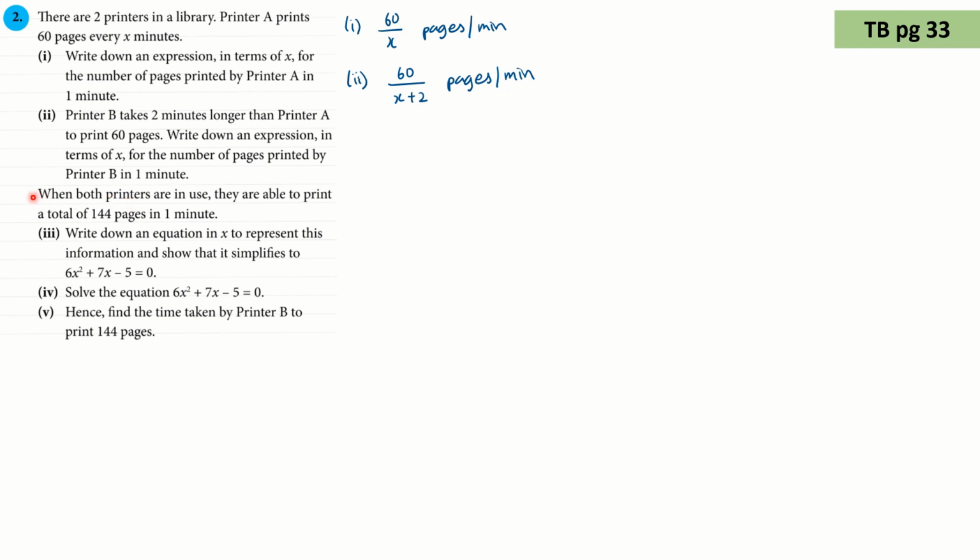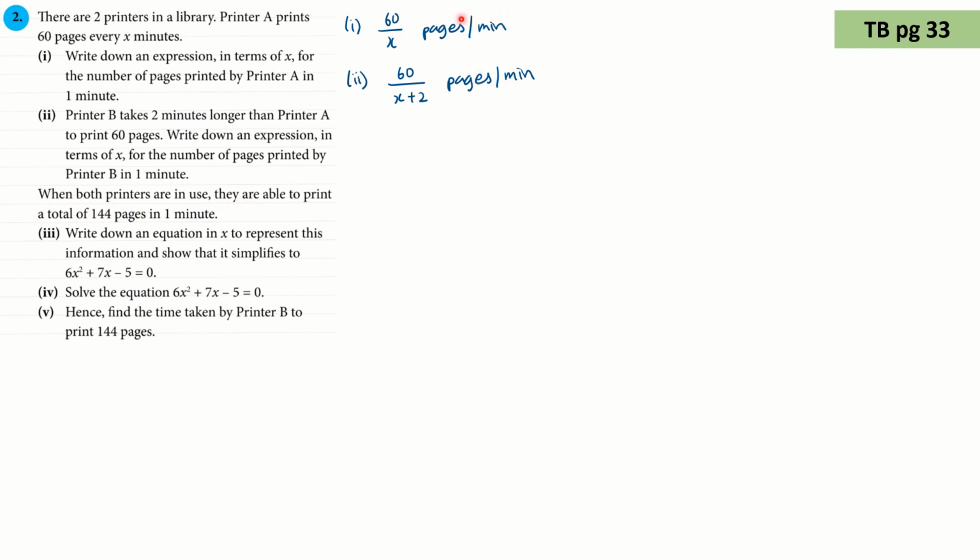Moving on, we are told that when both printers are in use, they are able to print a total of 144 pages in 1 minute. We want to write down an equation in X to represent this information and show that it simplifies to this. So let's try to understand this statement over here. It says that both printers are in use.